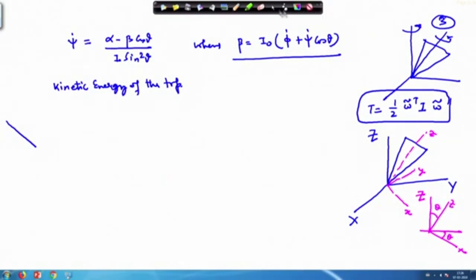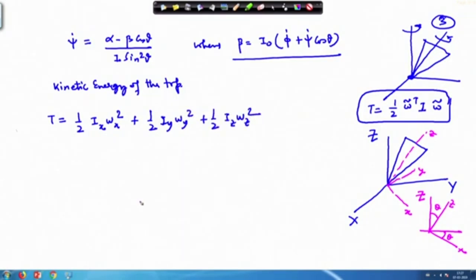So, the kinetic energy of the top we can write as T equal to 1 by 2 times the moment of inertia. Because it is rotating about this point, we need to take the moment of inertia about this point. So, the moment of inertia about this point, we will have this axis, the axis of symmetry, x and y and z. So, we can write 1 by 2 I x times omega x square plus 1 by 2 I y times omega y square plus 1 by 2 I z times omega z square.